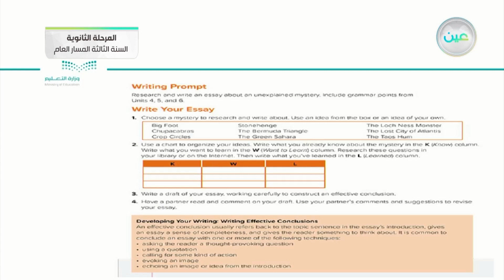The first one, K, means what you know about it. So what I know about that subject, what I know about this research, this is our information, what we have already collected. And W, what to learn. What do you want to learn about? What do you want to collect more about that subject?